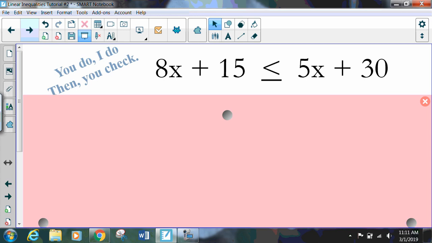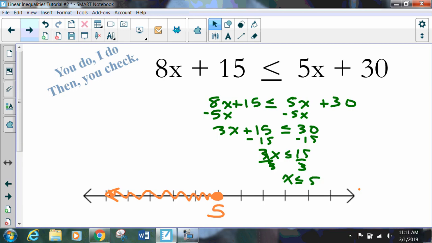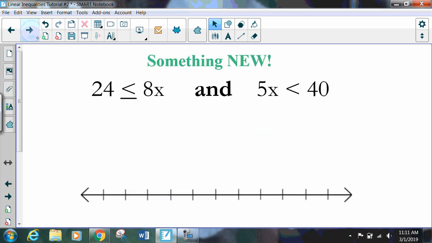And one last one, go ahead and do number 4 on your paper, pause the video, and come back and check it. All right, hopefully you got the same thing that I did, x is less than or equal to 5. So that was a review of the first lesson that you guys did. And now let's go ahead and look at something new.